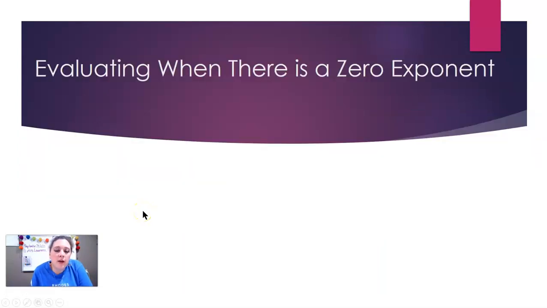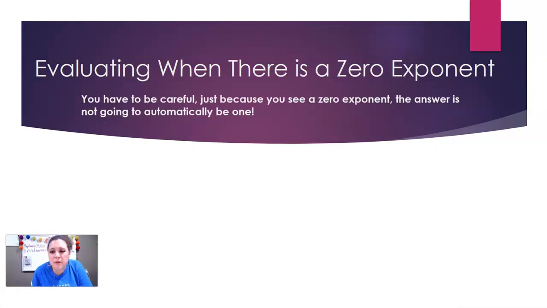So when we're working with expressions that have exponents of 0, we do need to be careful. Because just because you see a 0 exponent, the answer is not always going to be 1. And I know you're like, but that's what you literally just told me, Mrs. Lawrence, that if I see an exponent that is a 0, the answer is going to be 1. Kind of. What I mean is this.